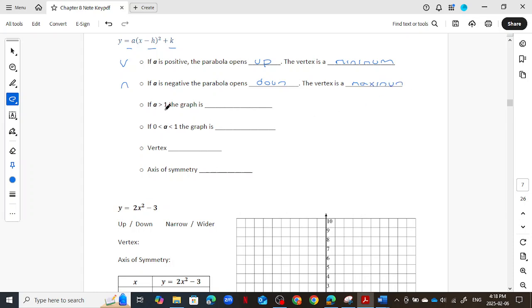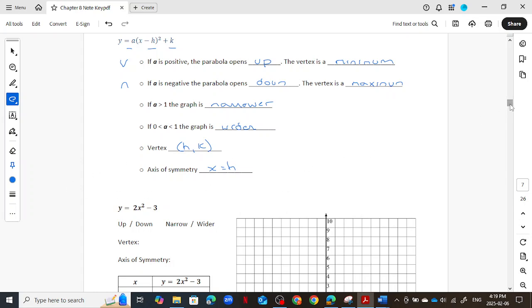When the A is greater than 1, the graph will be narrower. It is vertically stretched. When the A value is between 0 and 1, the graph is wider. It's going to be vertically compressed or shrunk. And then moving on to the H, the H determines the X value of the vertex, and it's always opposite as it appears, and the K is the Y value of the vertex. And then your axis of symmetry is always X is equal to H.